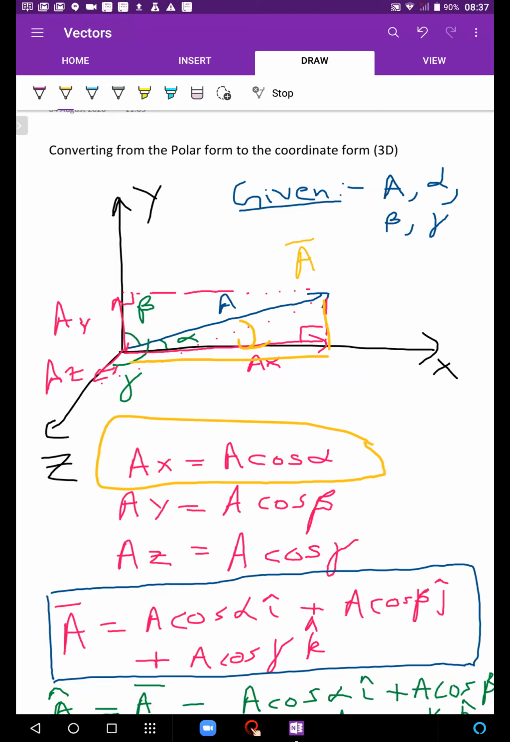Okay. Similarly, Ay. So drop a perpendicular onto Ay. Here we dropped a perpendicular onto the y-axis. This component is called Ay. This is the y component of vector A bar. So this component is Ay. And how do I get Ay?